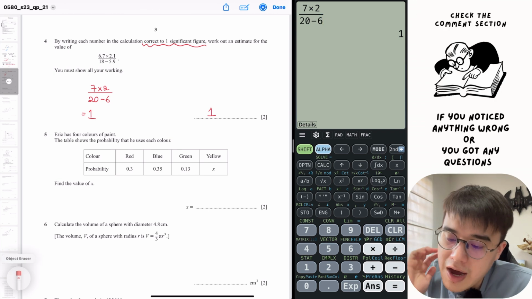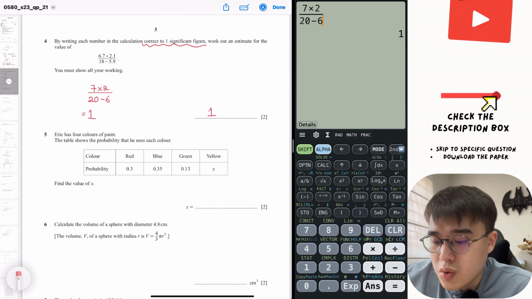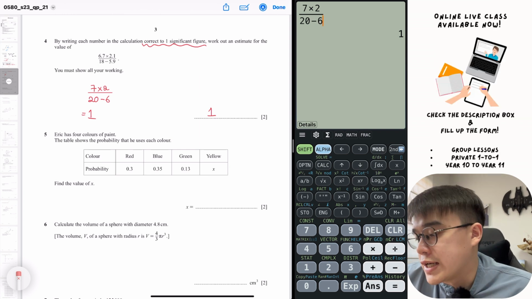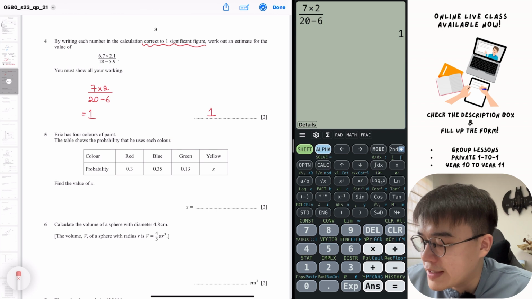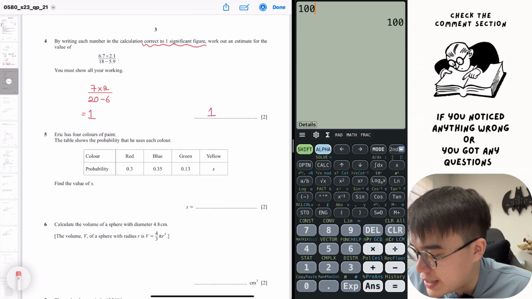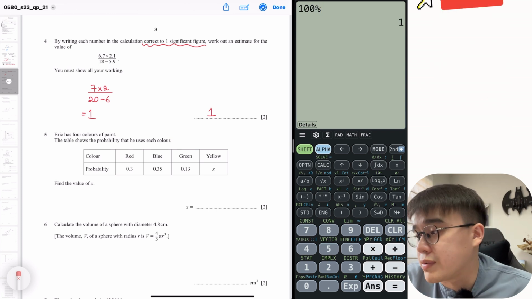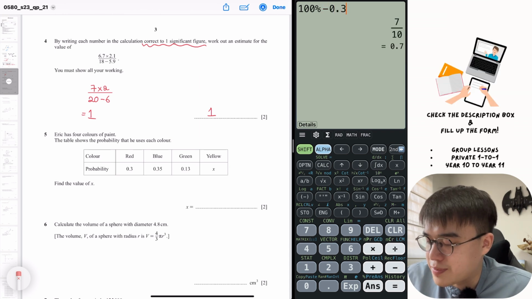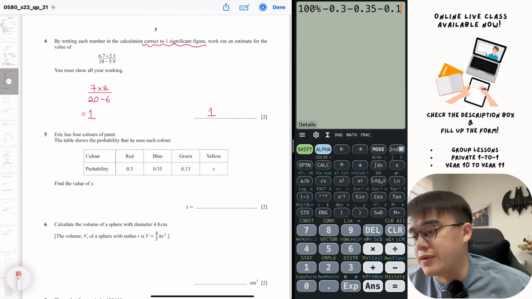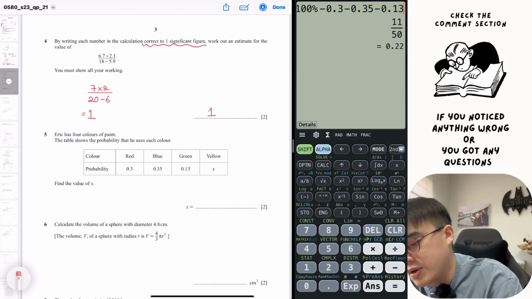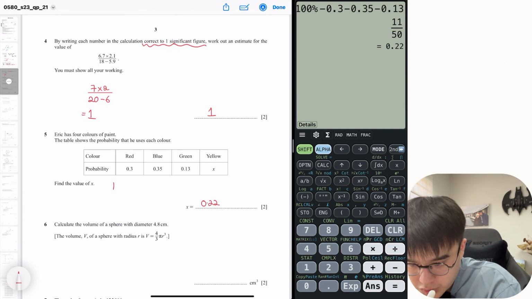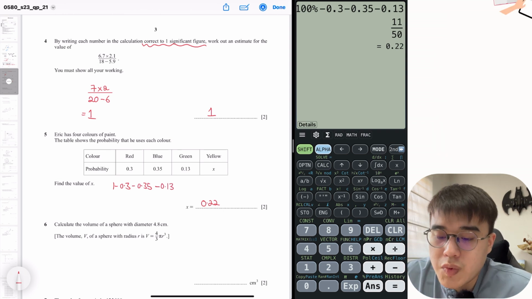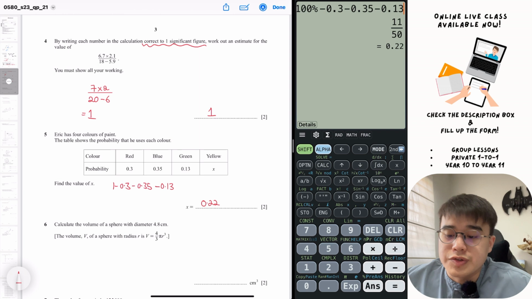Moving on to question 5, they ask you for x. One thing for sure that you need to remind yourself about is the total probability, which is always 1. You can verify this by having 100%. When you key into the calculator, you get 1 here. So 1 minus 0.3 minus 0.35 minus 0.13, and you get the balance of x as 0.22. So this will be the final answer for question 5.